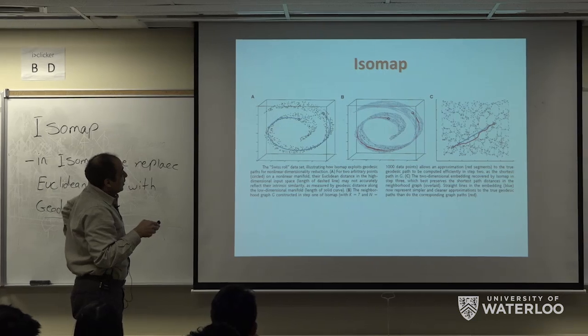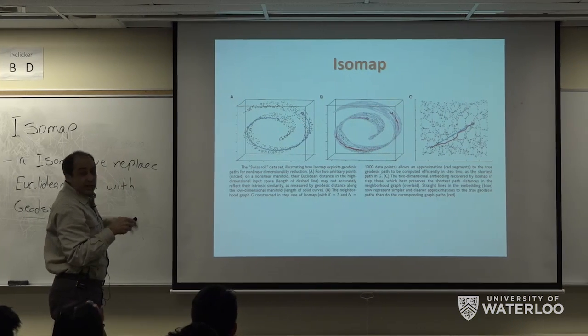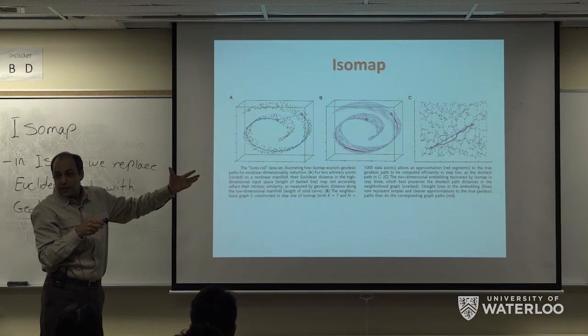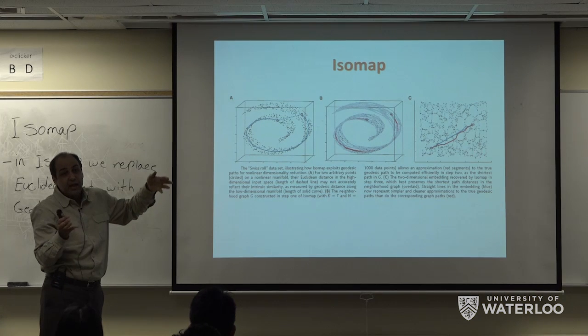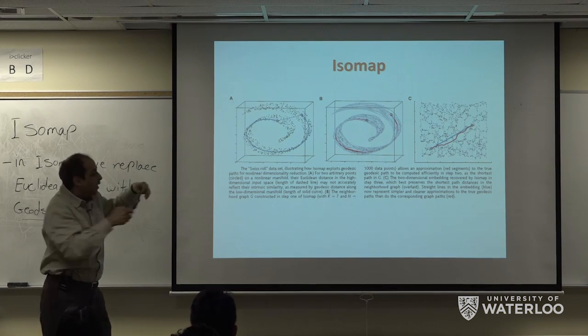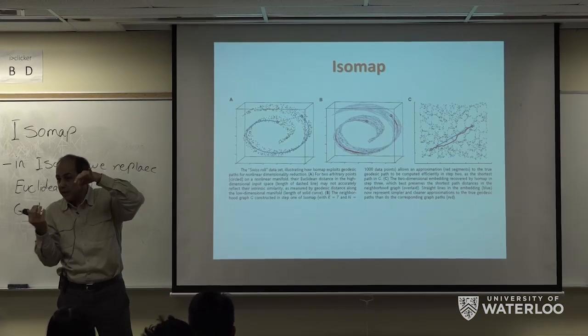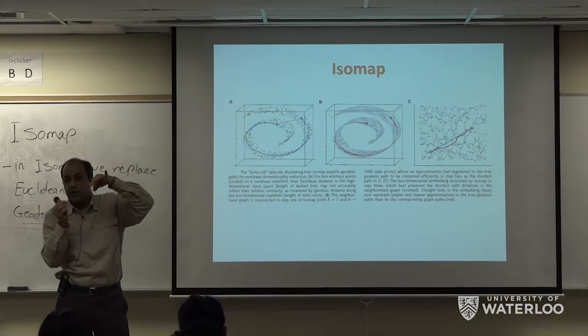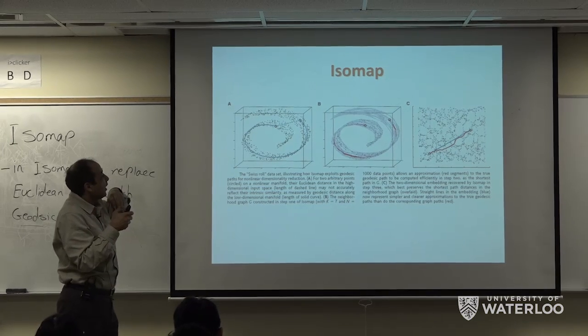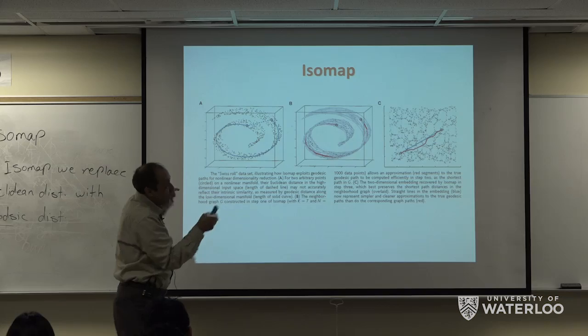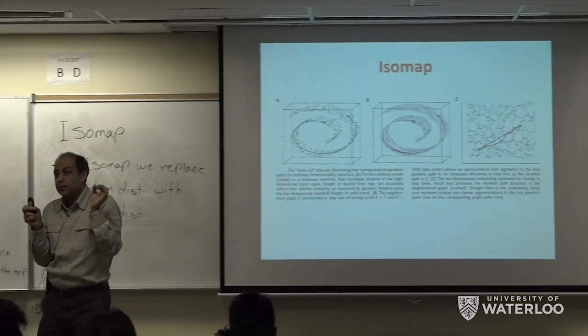So to estimate geodesic distance, I can make a graph out of this data. How can I make a graph? I can make, for example, a k-nearest neighbor graph. I can connect each point to its k-nearest neighbor. Find the k-nearest neighbor of the point and connect this point to those points. And then I have a graph. See, each point has been connected to its k-nearest neighbor.